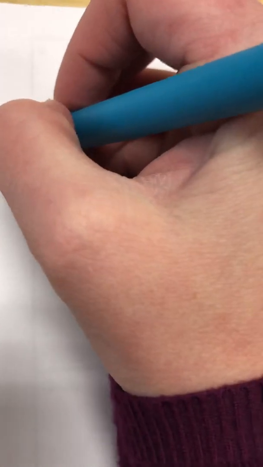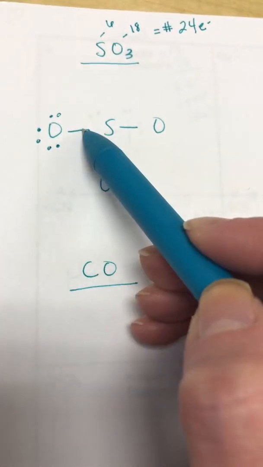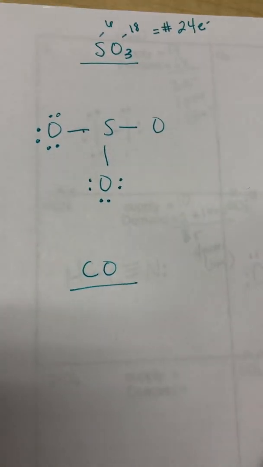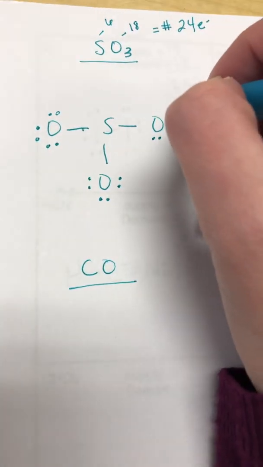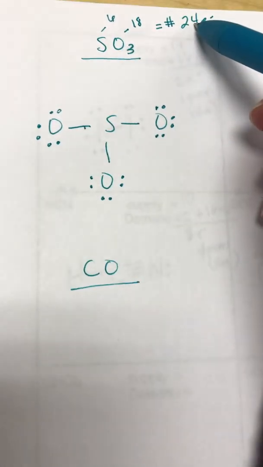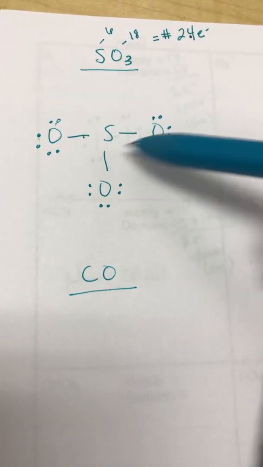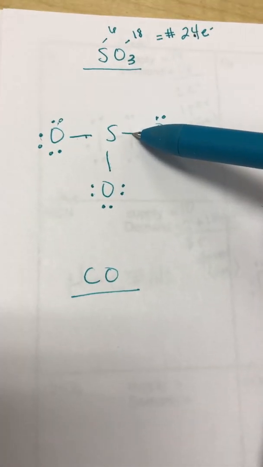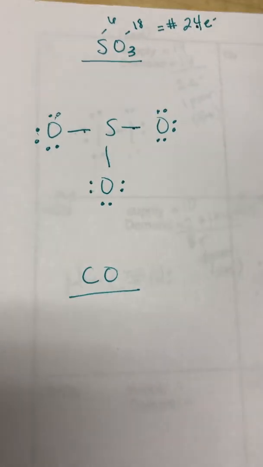So 2, 4, 6. Okay, 8, 10, 12. And that's 8, so that's okay. 12, okay. 14, 16, 18. So that gives me 8 there. 18, 20, 22, 24. Okay, so I'm at my 24, so I can't add any more dots. So I've got 2, 4, 6, 8, 2, 4, 6, 8, 2, 4, 6, 8. My oxygens are all good, but my sulfur is short 2 electrons. I cannot go add 2 electrons because I can only supply 24.